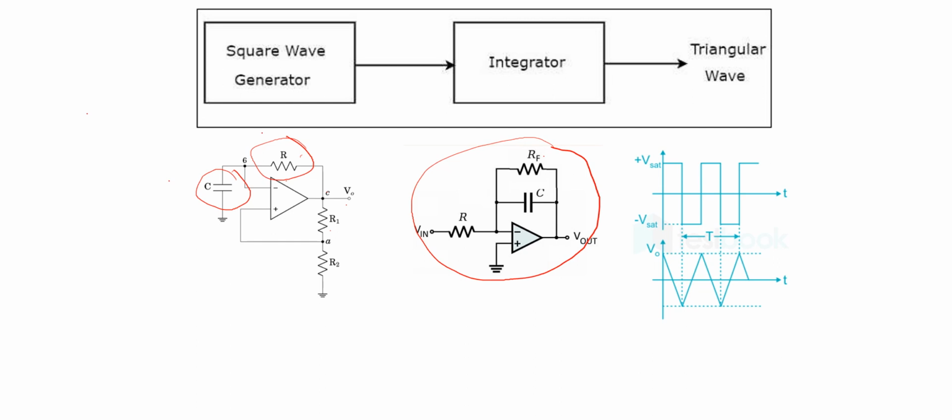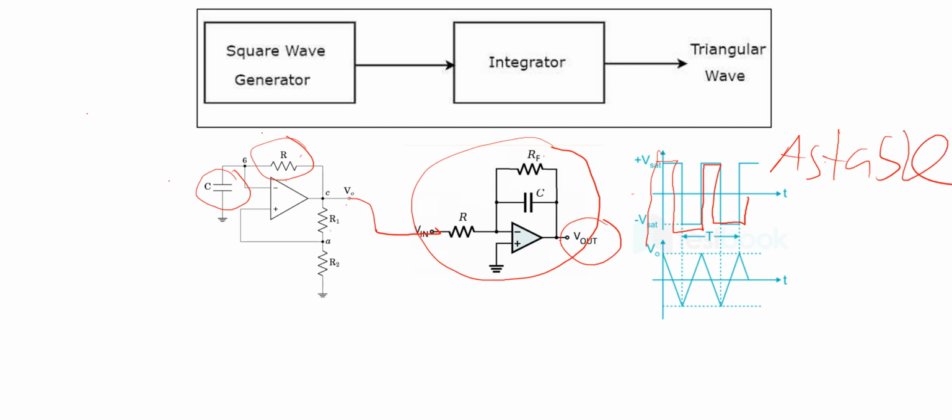But if we give the output of the square wave generator to the input of the integrator op-amp, then we'll get our desired output. Here we can see that this is our input to the integrator circuit, and we will get it from our astable multivibrator, and after integrating it we'll get our triangular wave. So that's it.